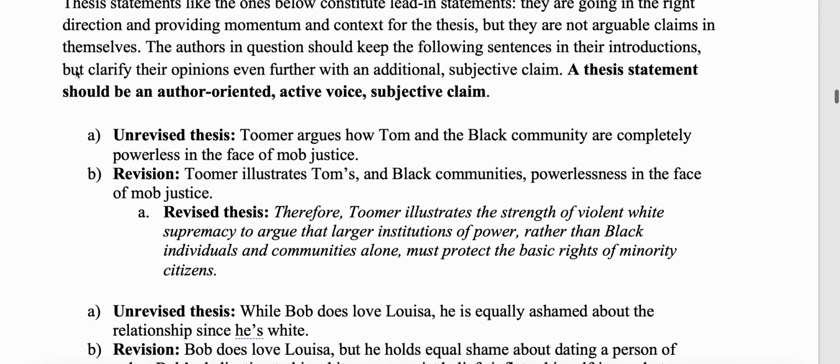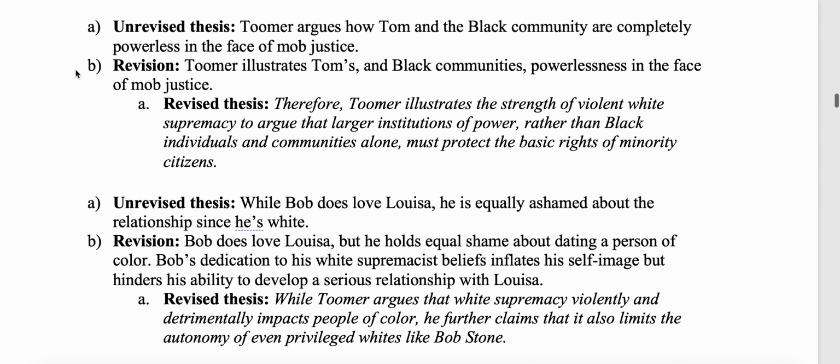Unrevised thesis. Toomer argues how Tom and the black community are completely powerless in the face of mob justice. Revision. Toomer illustrates Tom and the black community's powerlessness in the face of mob justice, leading to a revised thesis statement. Therefore, Toomer illustrates the strength of violent white supremacy to argue that larger institutions of power, rather than black individuals and communities alone, must protect the basic rights of minority citizens.